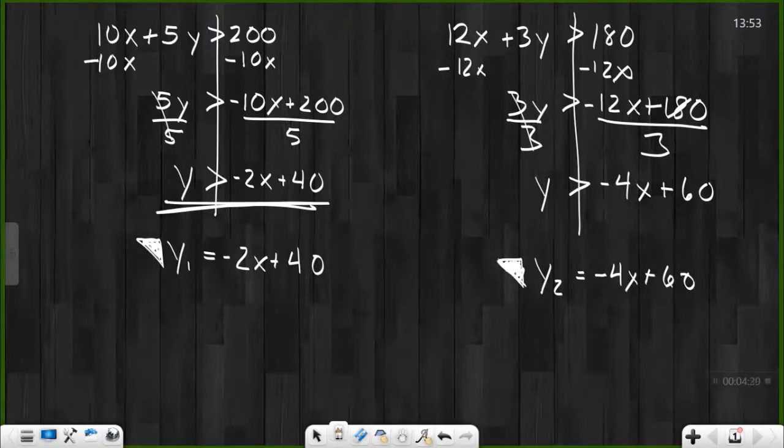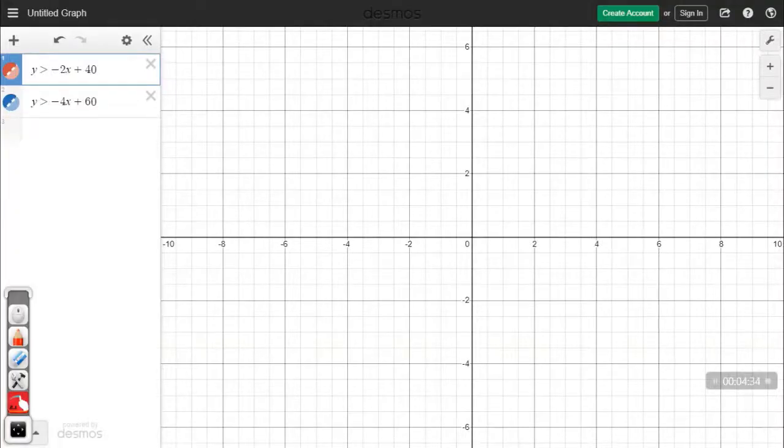So plug those two into your graphing calculator and see what you get. You should get something that looks like this. Now if you notice, I've got nothing. That's because your standard screen on your graphing calculator is going to show you a 10 to negative 10, just like this is.